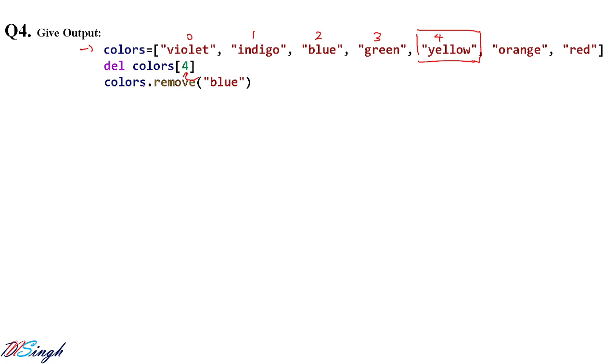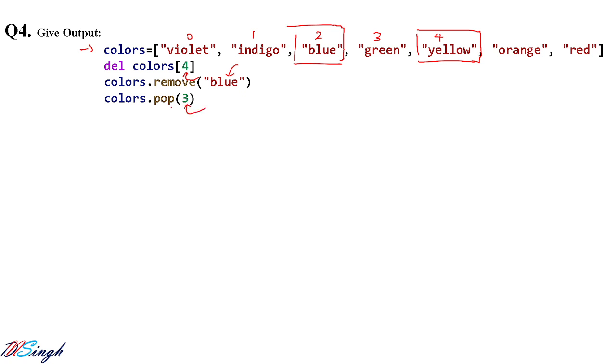Next statement they are saying colors.remove('blue'). So now the remove function will take what? The remove function will take an element as input. So blue is going to go away, so this is going to be deleted from our list. Now they are saying pop(3). So the pop function will take what?